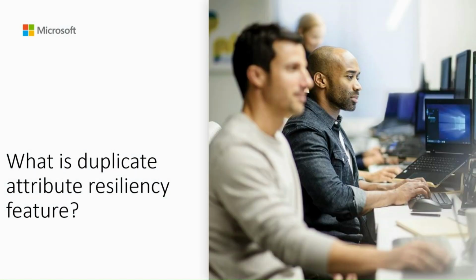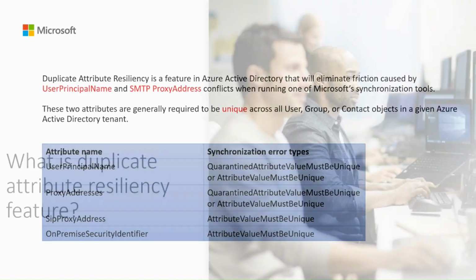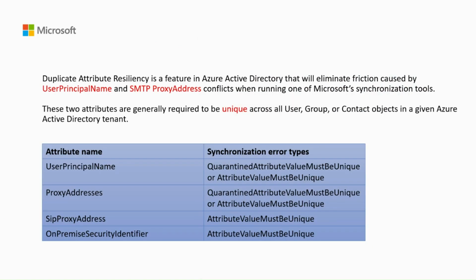Now, what is the duplicate attribute resilience feature? Duplicate attribute resilience is a feature in Azure AD that will eliminate friction caused by UPN and SMTP proxy address conflicts when running one of Microsoft's synchronization tools. These two attributes are generally required to be unique across all user, group, or contact objects in a given Azure AD tenant. Let's understand now the difference in the synchronization process that happens with and without the duplicate attribute resilience.